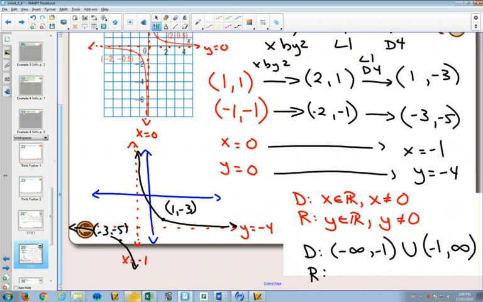Anytime you use a square bracket, that means that value is included. And so we can't have it included because we have a non-permissible value there, or an asymptote. Same thing with our range. If we start from the smallest value, it starts at -infinity and goes up until it gets to -4. And then it starts on the other side of -4 and goes up forever. So in this situation, I think the set notation is a lot nicer. But again, it's good to see both. Yes?